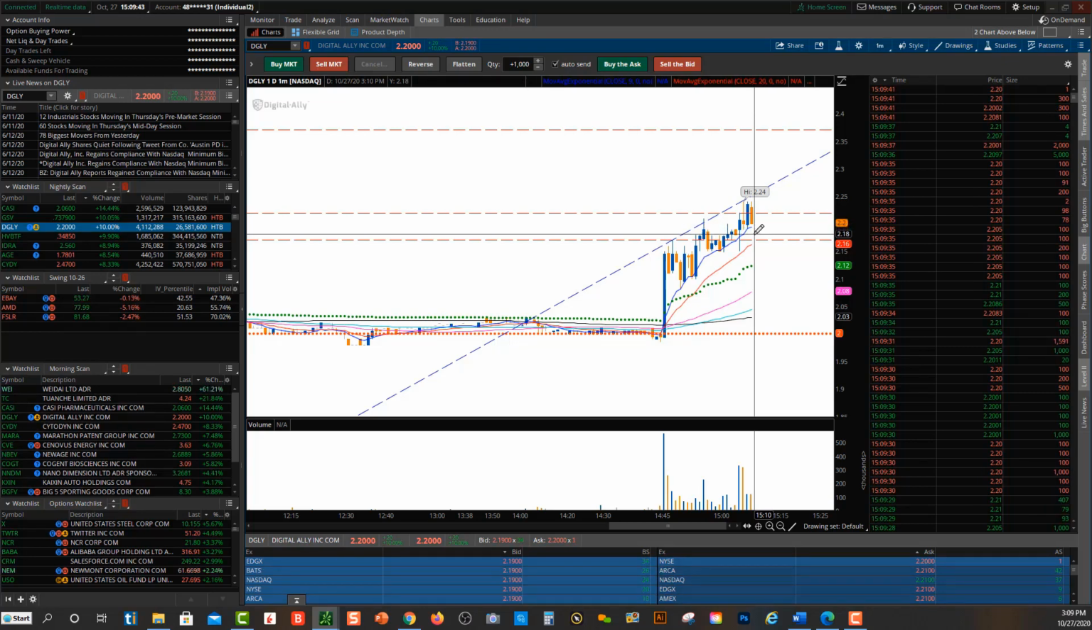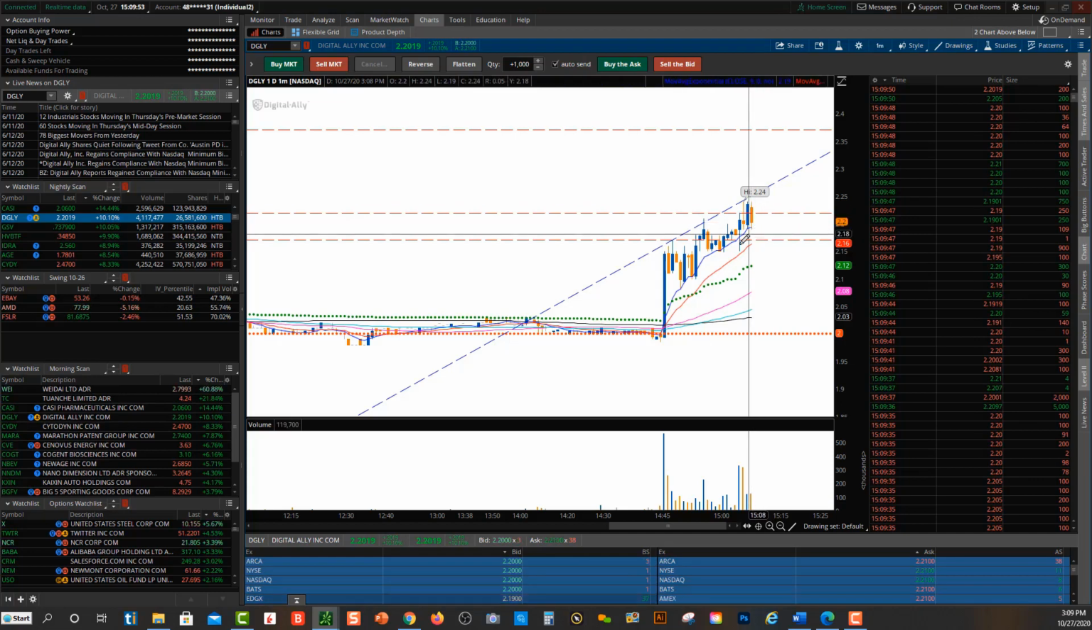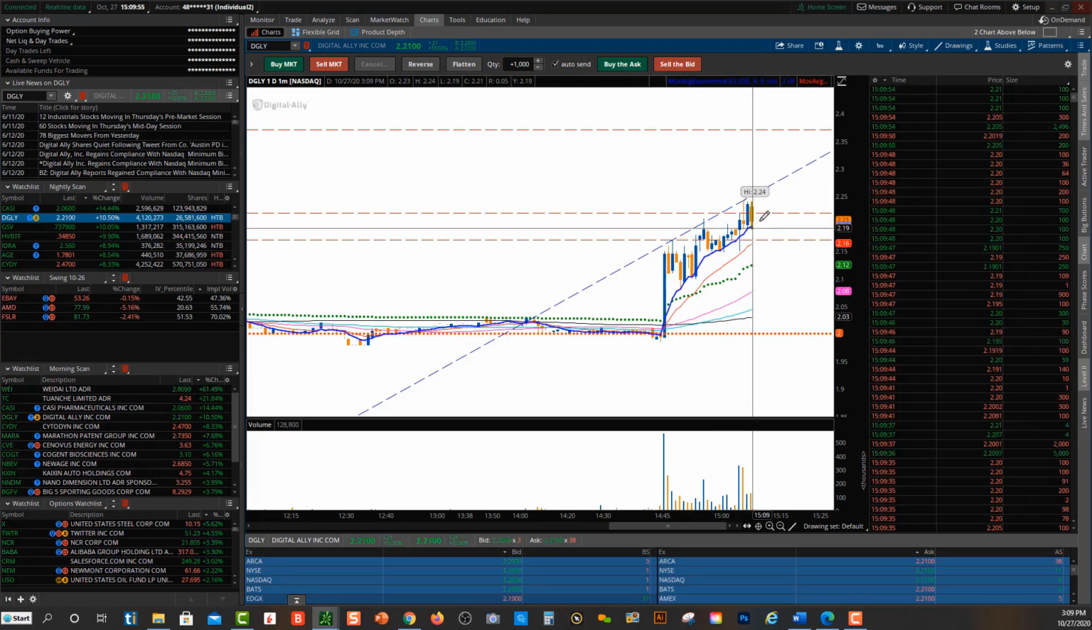So right below here is probably the 13 EMA, right down in here. So you can see it's rejecting. It's falling right back down. If it closes below it, I'll get out. If not, I'll just stay in for this video to show you this ride the 9 strategy.